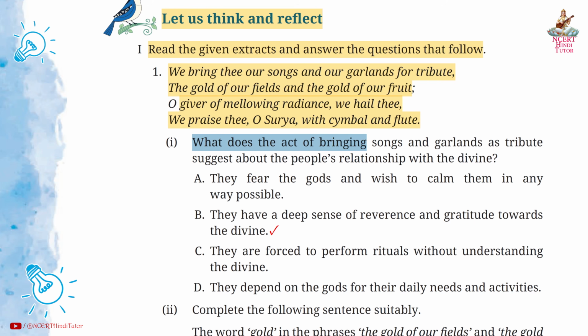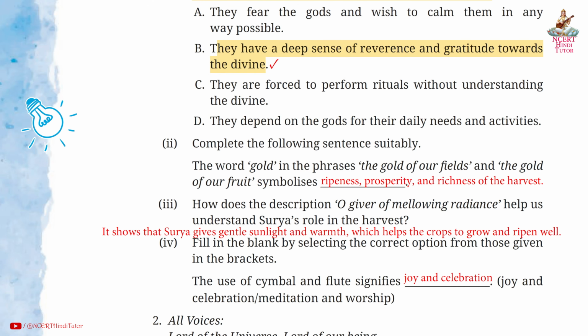First, what does the act of bringing songs and garlands as tribute suggest about the people's relationship with the divine? Answer B. They have a deep sense of reverence and gratitude towards the divine. Second, complete the following sentence suitably. The word gold in the phrases the gold of our fields and the gold of our fruit symbolizes ripeness, prosperity, and richness of the harvest.